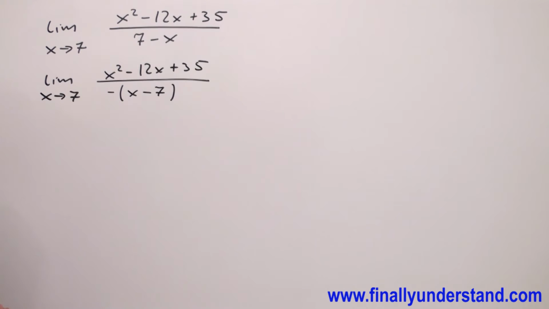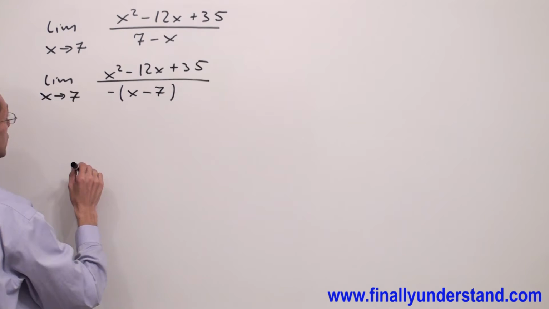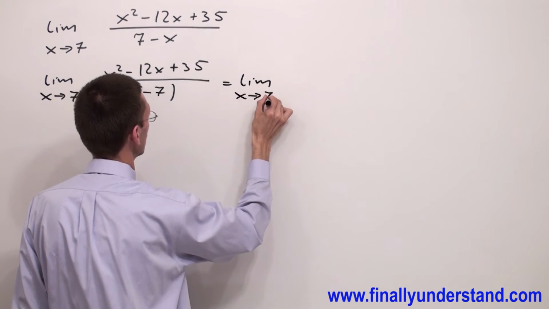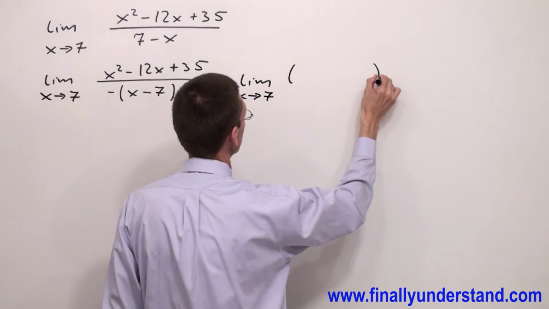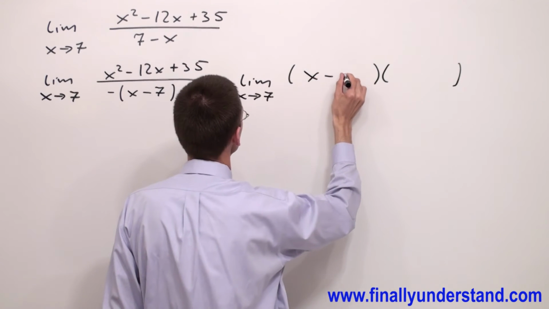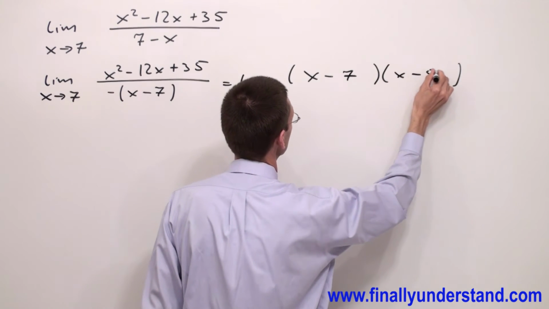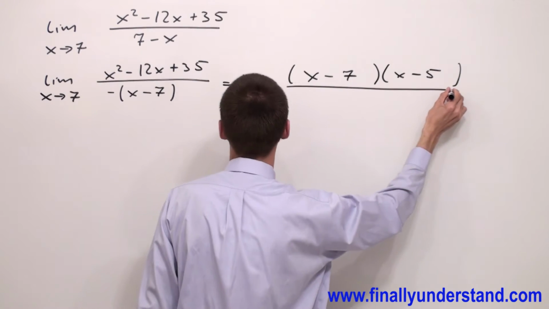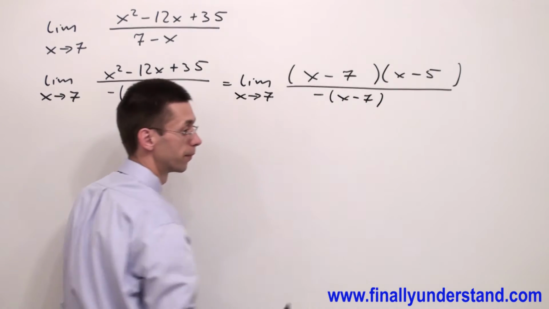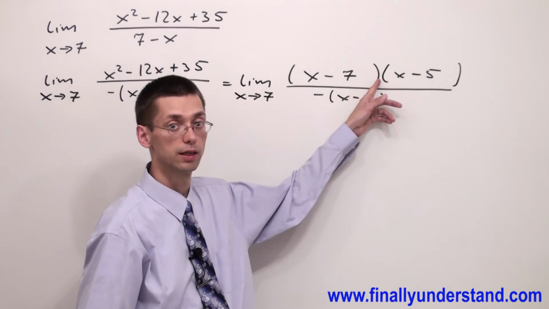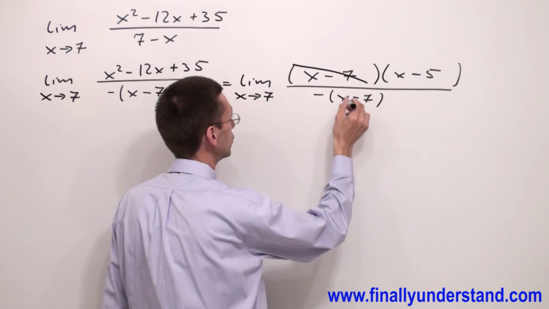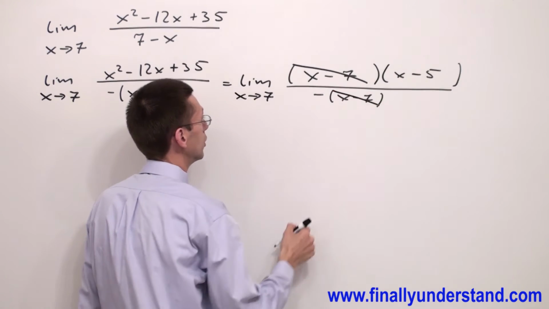So, we're supposed to factorize the numerator. This is going to be equal limit x approaches 7, and in the numerator I'm going to have x minus 7, x minus 5. And in the denominator I have negative x minus 7. Please notice that we have multiplication. Anytime we have multiplication, we can simply simplify. We can reduce x minus 7 with x minus 7.